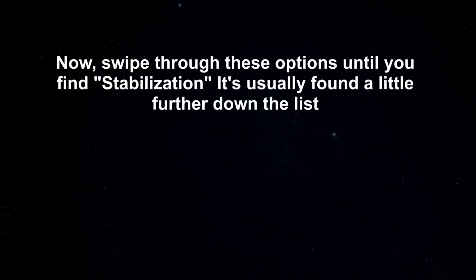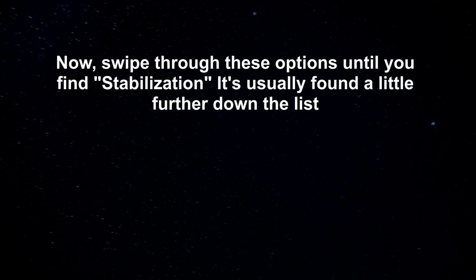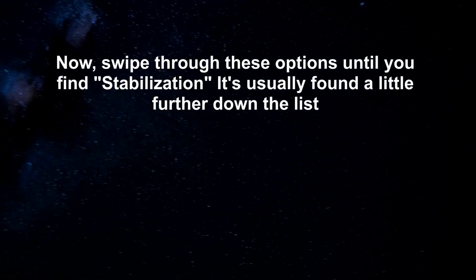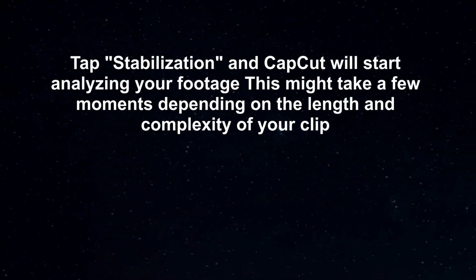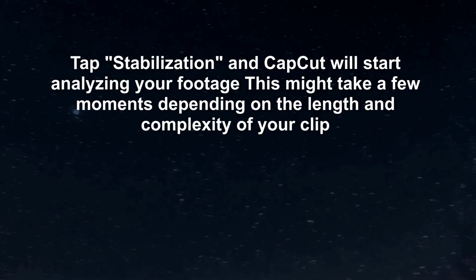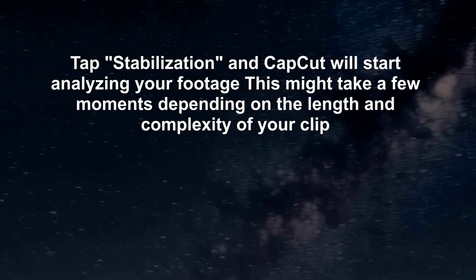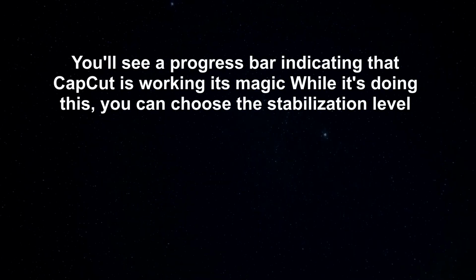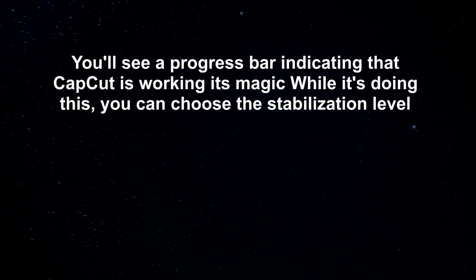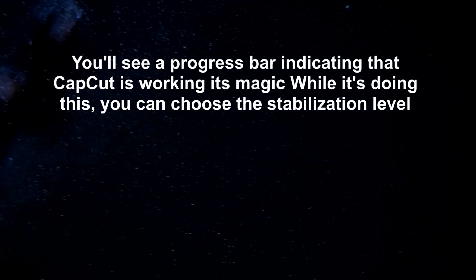Now swipe through these options until you find Stabilization. It's usually found a little further down the list. Tap Stabilization, and CapCut will start analyzing your footage. This might take a few moments, depending on the length and complexity of your clip. You'll see a progress bar indicating that CapCut is working its magic while it's doing this.